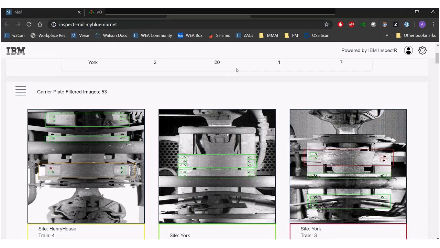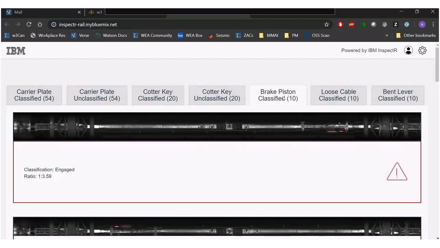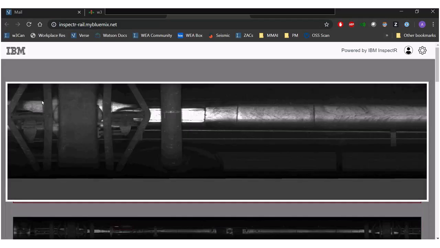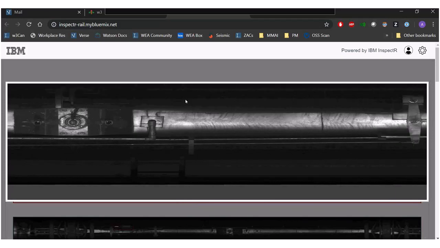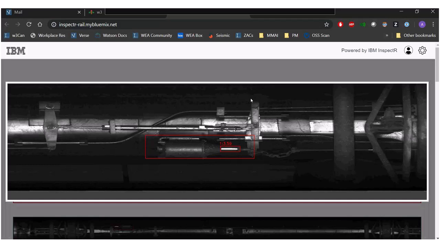I'll show you another example that's also interesting. This is called the brake piston example. This is looking at the entire car from the bottom and trying to, first of all, detect where the brake piston is. You can kind of tell this is more of an obscure type of image. And this is where we are detecting where the brake piston is. So it's found it there. Now it's marking it in red because it's engaged where it's not supposed to be engaged. Think about a situation where if you're driving your car, you definitely don't want your brakes engaged when you don't want them to be engaged.